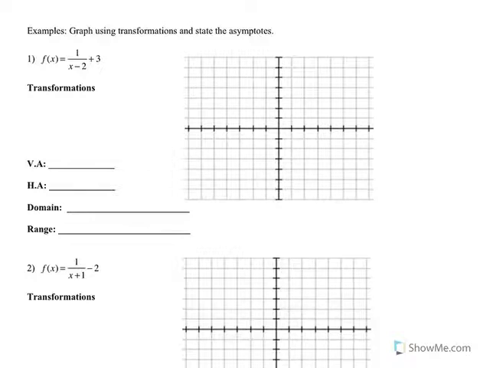Transformations are going to be the following. The left and right transformation is going to happen in the denominator because technically that's where your parentheses are. Anytime you have parentheses, you always want to switch the sign. So this is going to be translate right 2 and translate up 3.